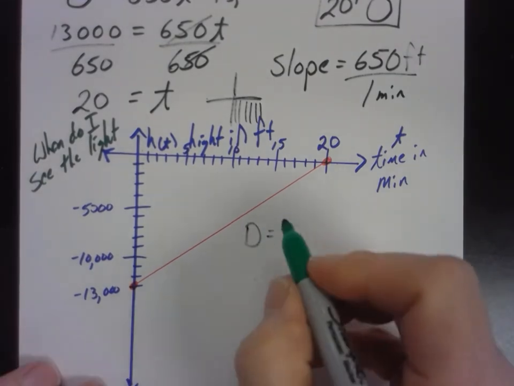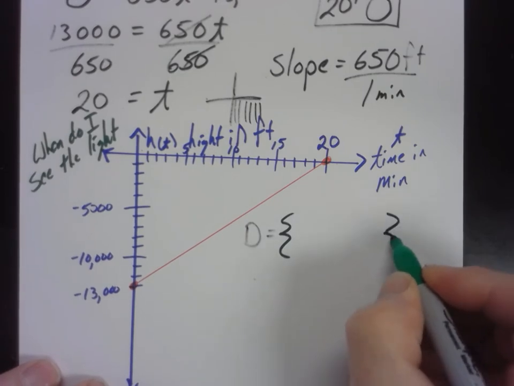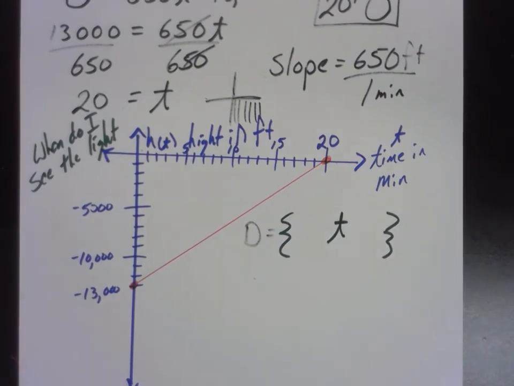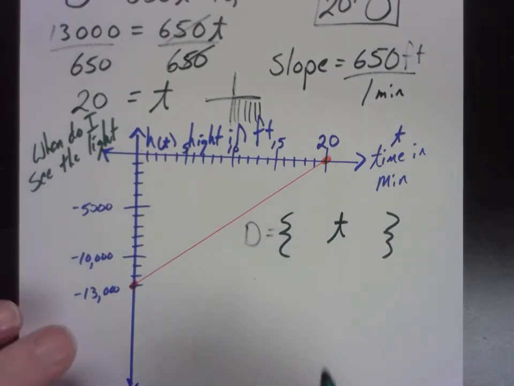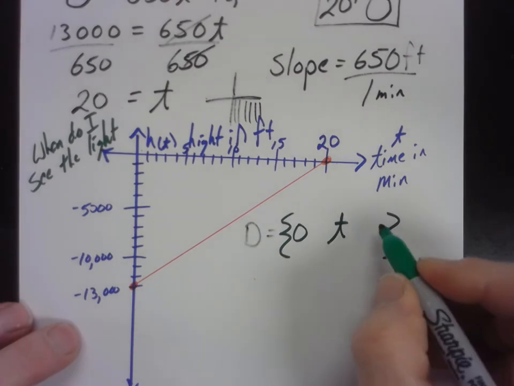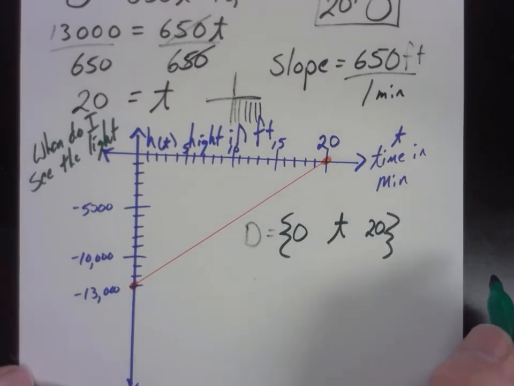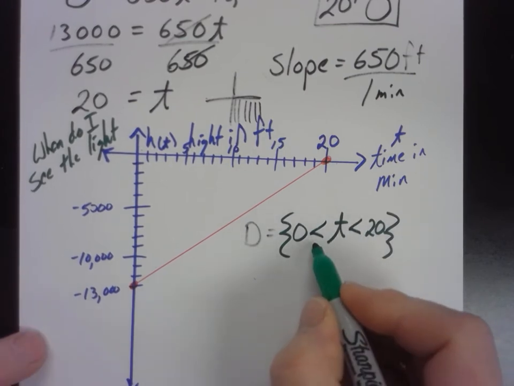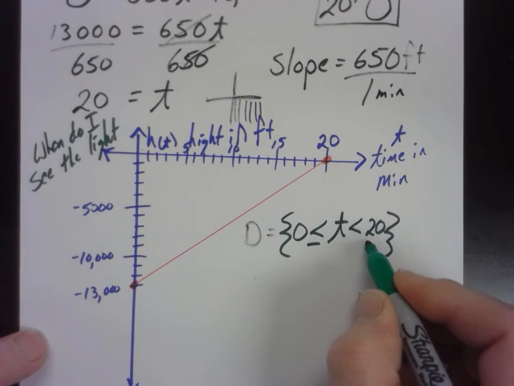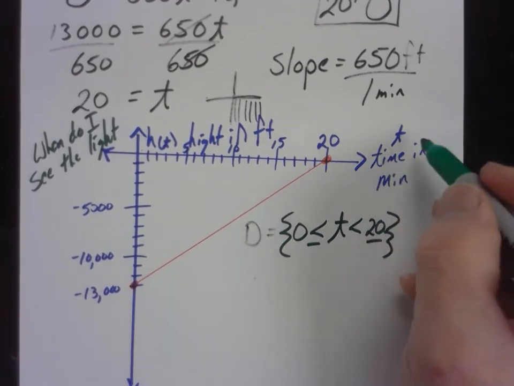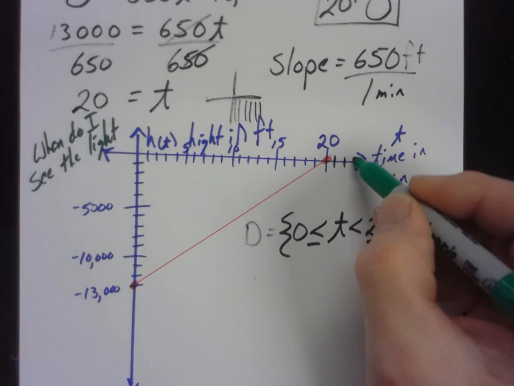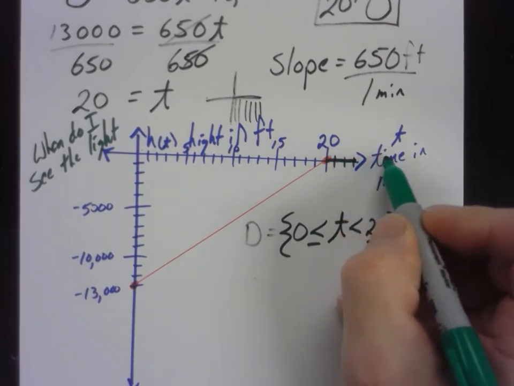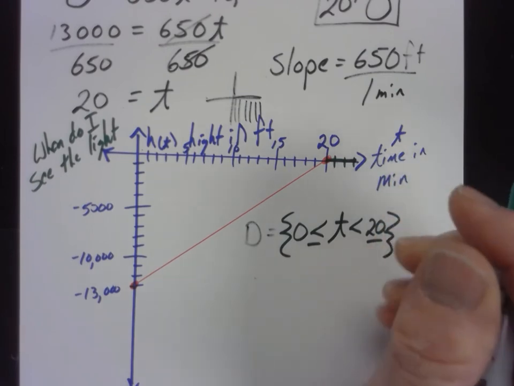The domain. Usually with domain we talk about x's. We don't have x's here. What do we have? Time. What is the lowest time that makes sense in this problem? 0. And the highest? 20. Okay. And let me ask you, can time equal 0? Yes. And can it equal 20? Yes. Okay. Now time can go on, 21, 22, 23 minutes, but I'm guessing that our height is gonna stay the same at that point, isn't it? It really is not gonna matter after that, is it?